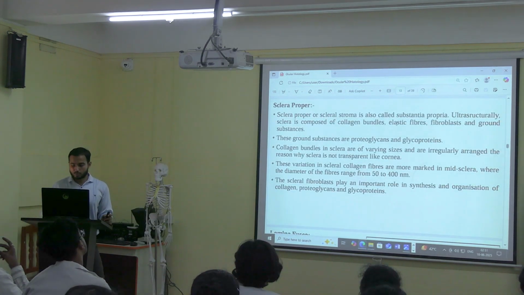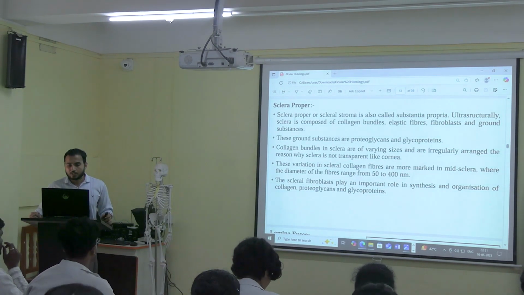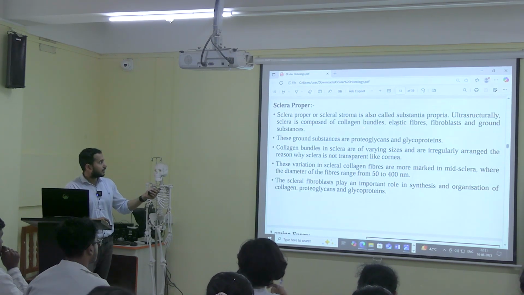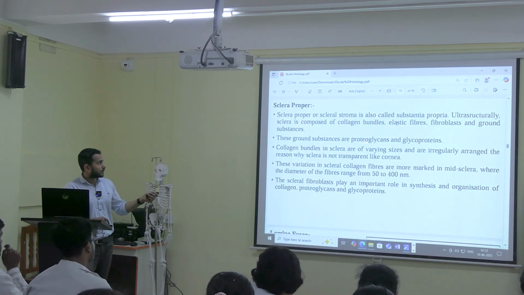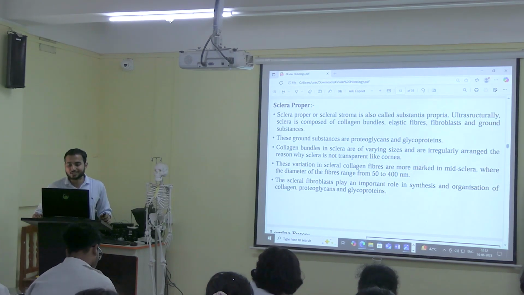Next is the sclera proper. Sclera proper is also called scleral stroma or substantia propria. Now if you see this particular layer, mainly it is made up of collagen bundles, elastic fibers, fibroblasts, and ground substance. And in ground substance, proteoglycans and glycoproteins are present. Together they are forming the main thickness or main bulk of the sclera.